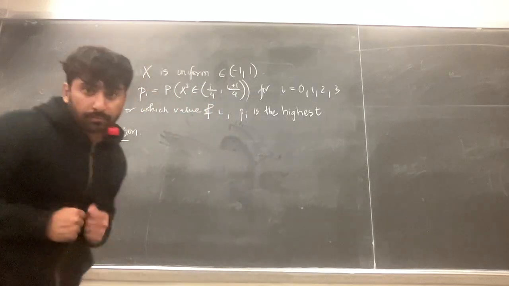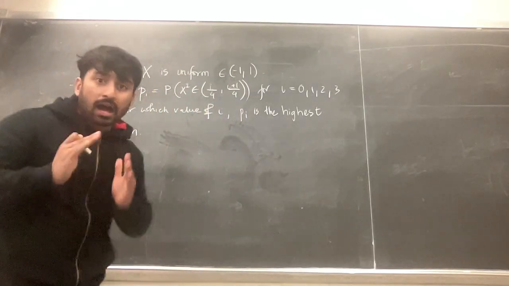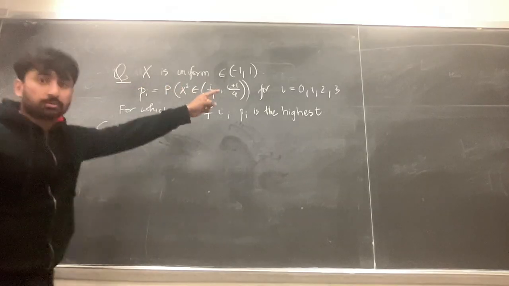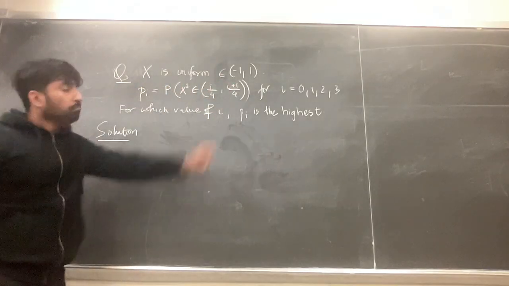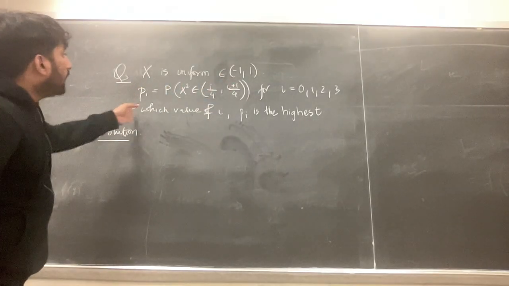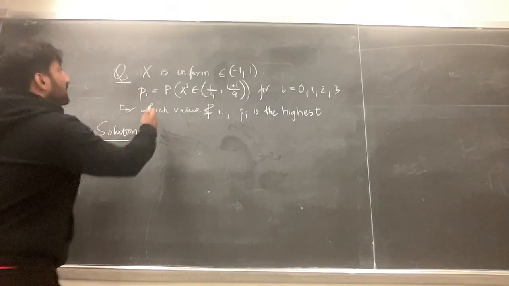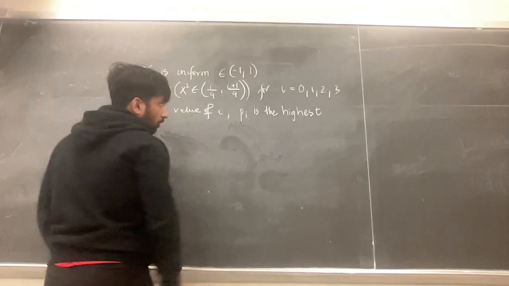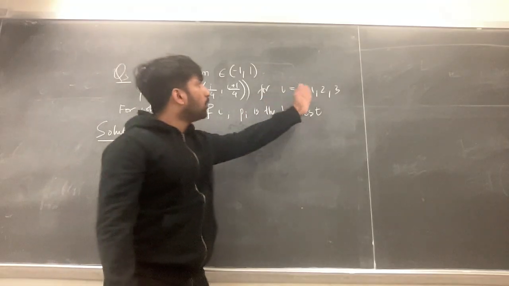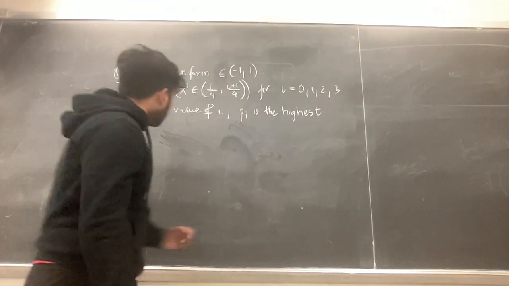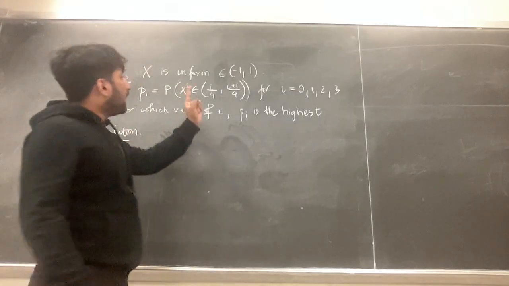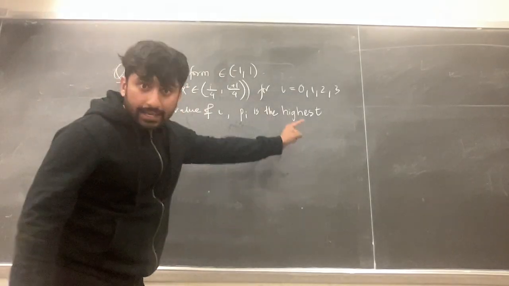Guys, let's solve this problem. Let's see what the problem asked us. The problem is saying that x is a uniform distribution between -1 and 1, and we are asked to find p_i, which is the probability that x squared is between this interval i by 4 comma (i plus 1) by 4, for i equal to 0, 1, 2, 3 integers.